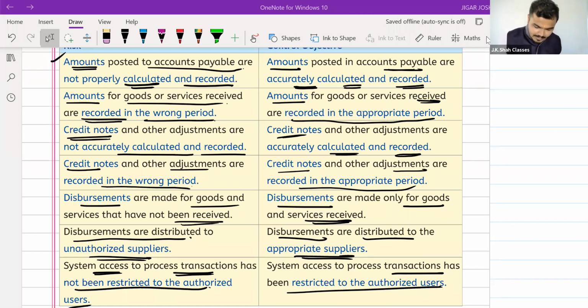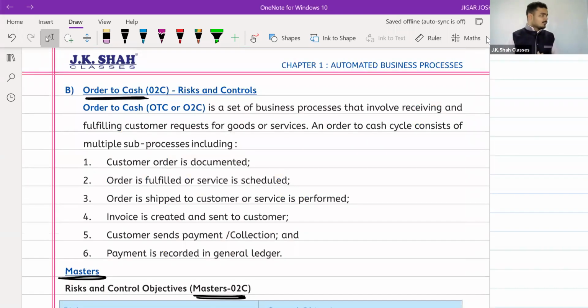Okay. Now, my dear, the second important process. That is what, sir, O2C, order to cash. What happens generally in the order to cash process? Sir, in case of order to cash, you are there in your shop, the customer will place an order.